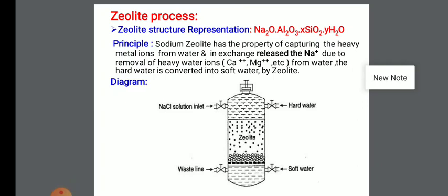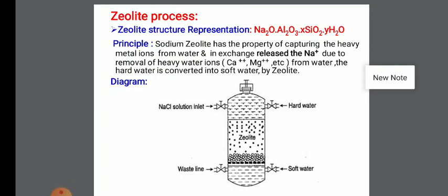So, the zeolite structure representation is Na2O·Al2O3·xSiO2·yH2O, where x indicates the molecules of SiO2, whereas y indicates the molecules of water. The chemical name for this zeolite is hydrated sodium aluminosilicate, and the structure of the zeolite is just like a honeycomb.